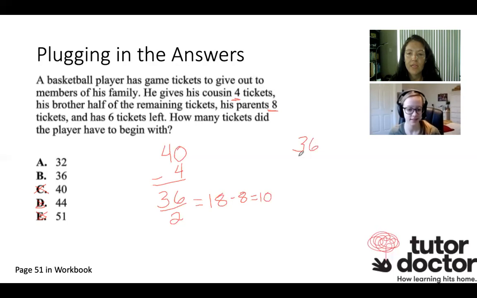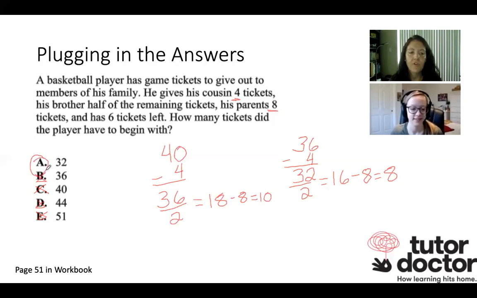So we've got 36. Minus 4, for his cousin. Divided by 2. And then minus 8, which is not the answer because 16 minus 8 is not 6. So we know it has to be A. If you had extra time, you could check that, but you don't really need to, right? You've narrowed down everything else. And so you've got an answer choice. We didn't have to write an equation. We were just able to plug in the answers.